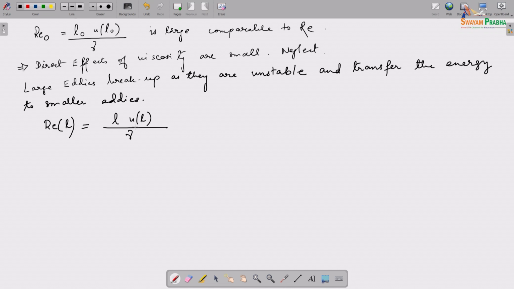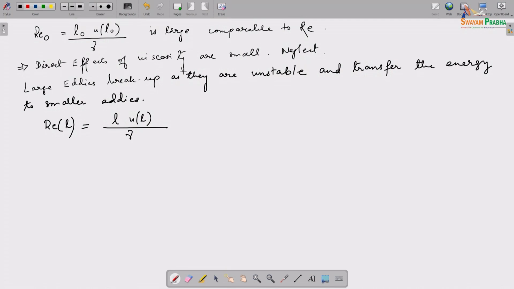So large eddies will break up, because these are unstable, so they will break up and transfer the energy to smaller eddies. And when will this stop? Well, this will stop when the corresponding Reynolds number is small enough that there is stability and they don't need to break up, right. And in here, like I said, the direct effects of viscosity are small. So the Reynolds number, this continues to smaller eddies. This process, that larger eddies break up and transfer the energy to smaller eddies.